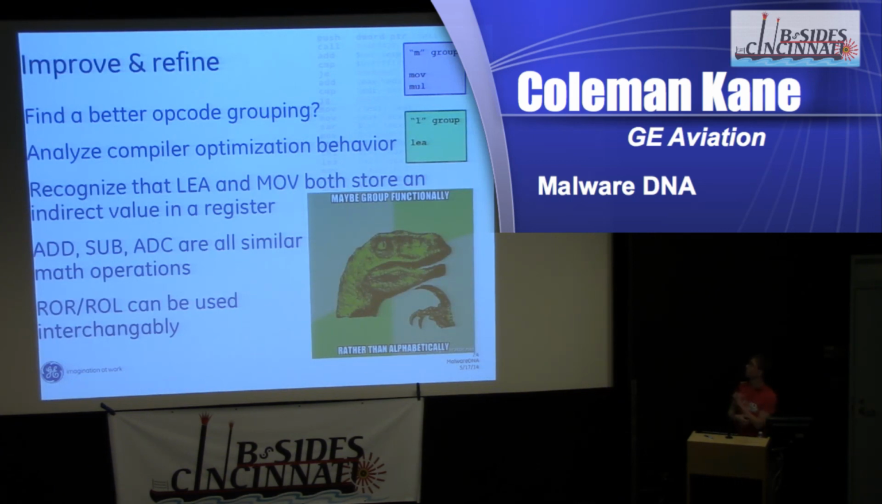And then finally, what I'm working on now, find a better opcode grouping. What I did up here, the M group, I pulled these directly from the earlier slide. Maybe just using the first character isn't the best thing. Maybe we should group them by functions and then apply a discrete letter for each one of the functional groups of opcodes and get a better approach that way.